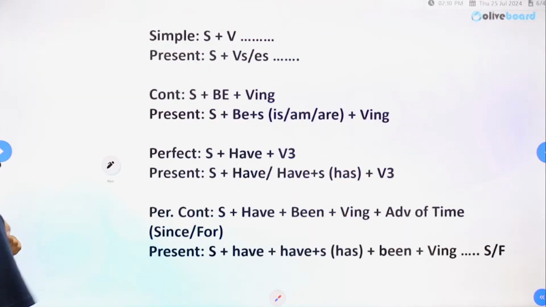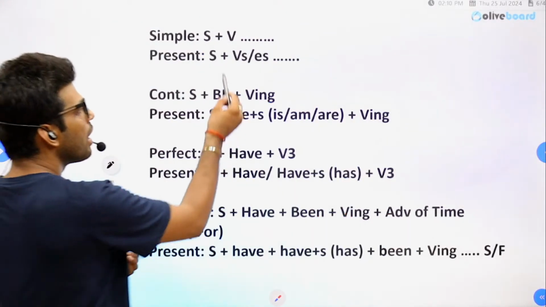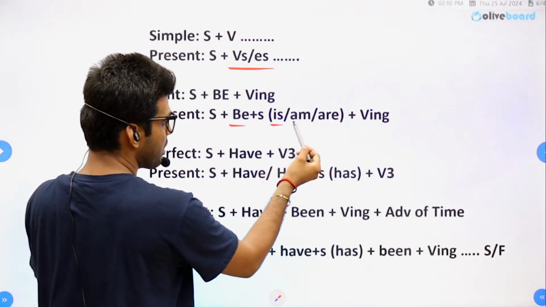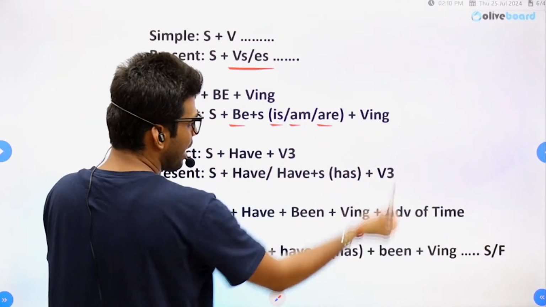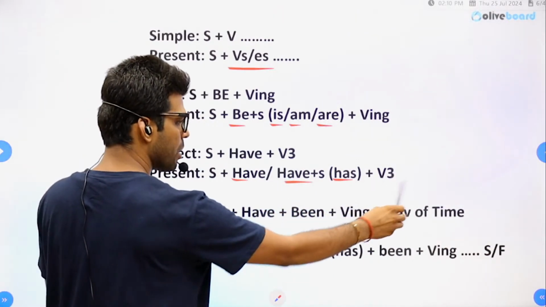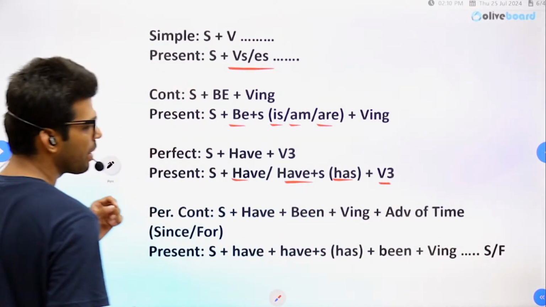These are the structures in present tense, isn't it? V1 plus S/ES, be plus S/ES becomes is, am and are, and then ing, the same. Have plus S/ES goes has plus third form, and the same happening here.